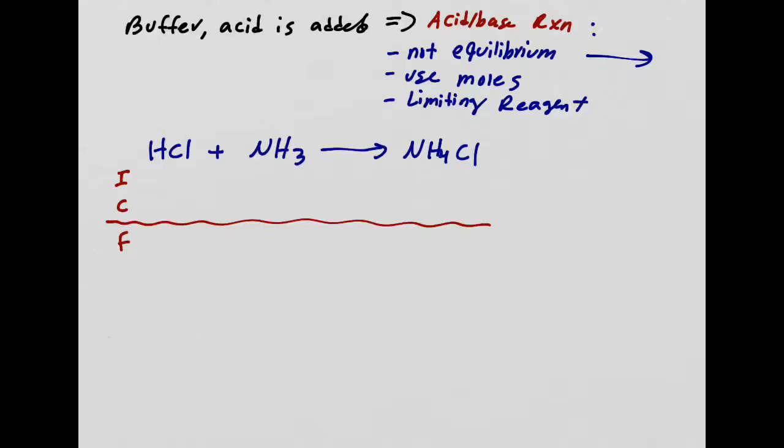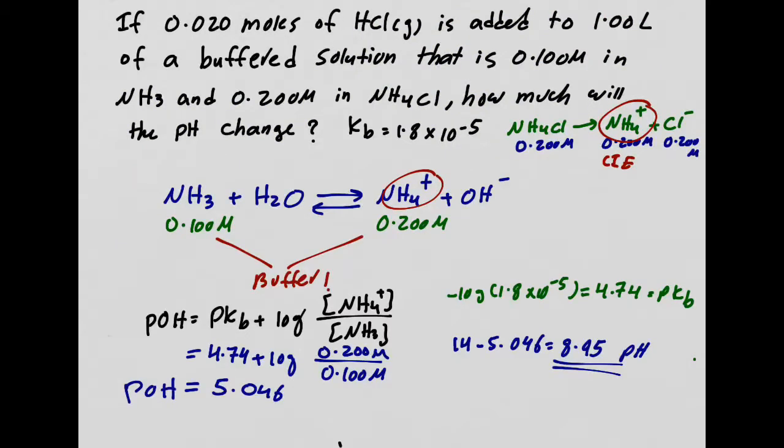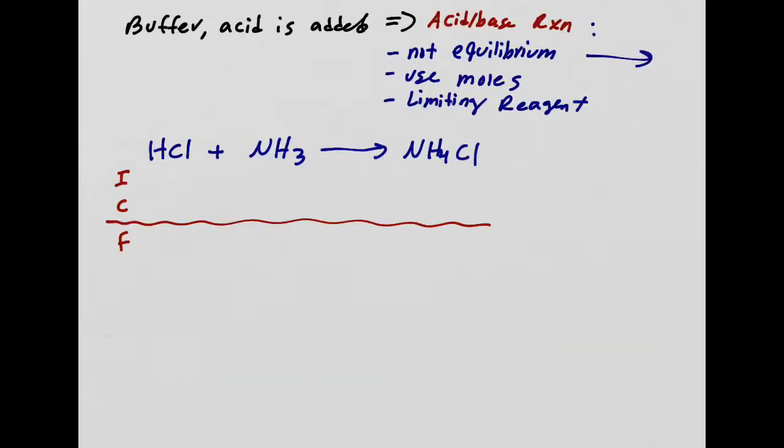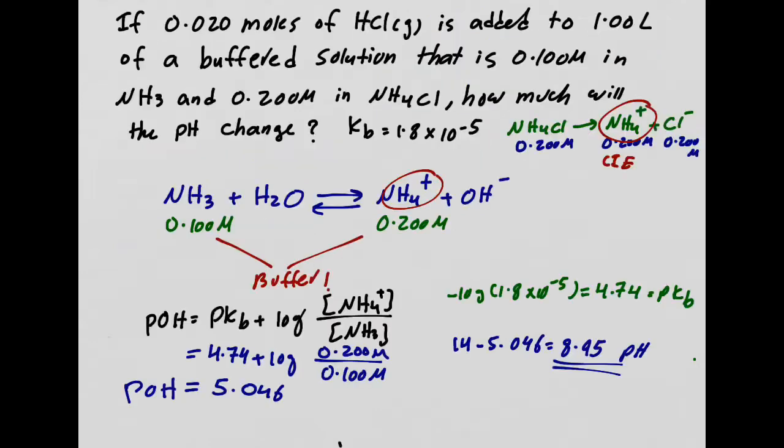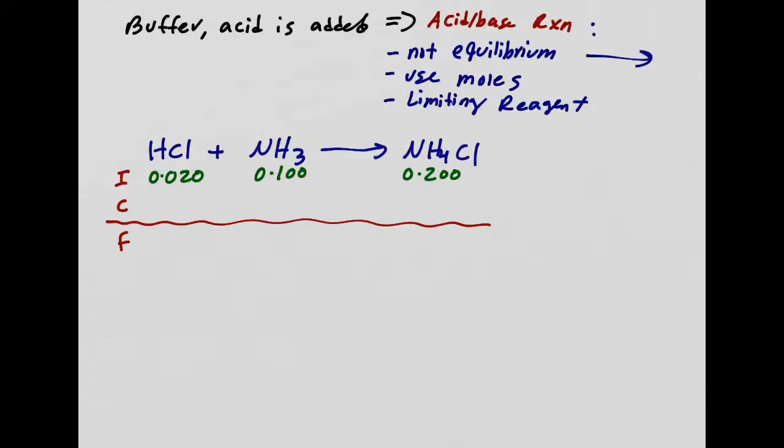Now in this problem I made it easy for you because I said it is in 1 liter. Because it's in 1 liter, then my molarity and moles are the same. So how many moles of the HCl do I have? I have 0.020 moles of HCl, and I have 0.100 moles of ammonia, and for ammonium I have 0.200 from the last problem, right? So I have this problem, this one, and this one. I already have it in the solution, and that goes there.